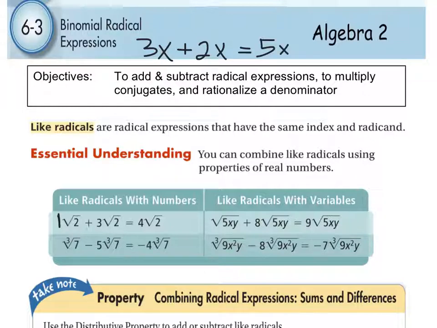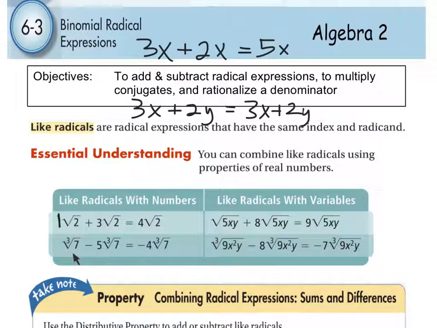Now, if I said 3x plus 2y, can I add those guys together? No, I cannot, because those are not like terms. When you're adding radicals and subtracting radicals, it's all about being able to find the same root and the same index. Okay, so when you're adding like radicals, the number underneath has to be the same and the index has to be the same. If they're not, you cannot add those together.